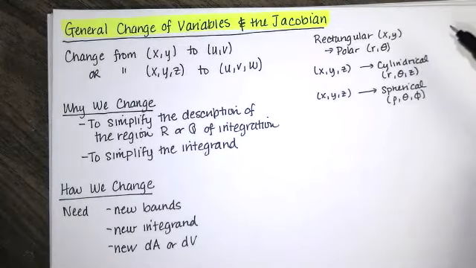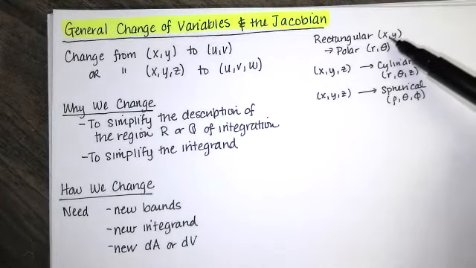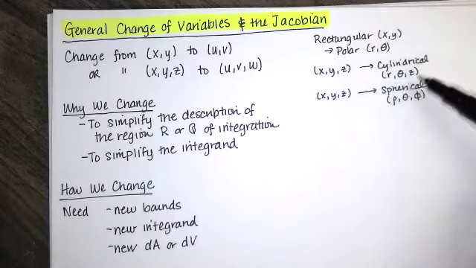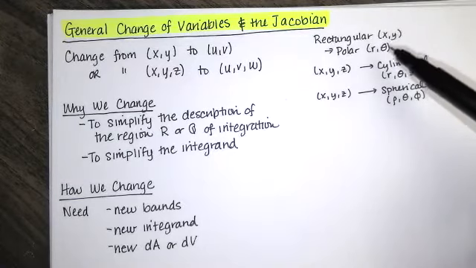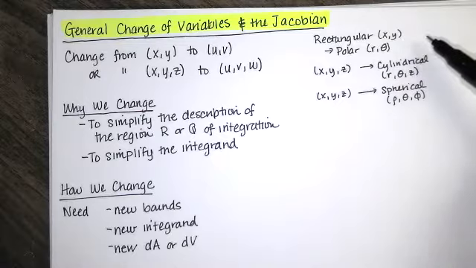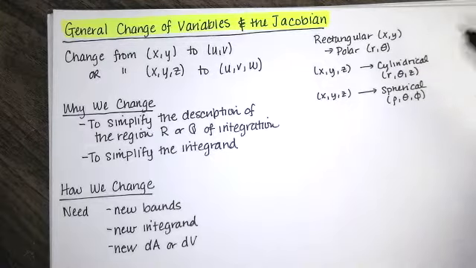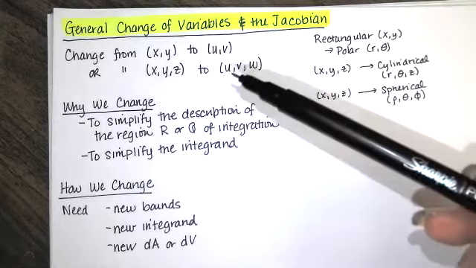We have these special cases because they come up so often, because we often integrate over regions that have symmetry about a point in the xy plane, or we integrate over regions that have symmetry about a line in three-dimensional space, or symmetry about a point in three-dimensional space. So the type of symmetry is so common that we often switch from x and y or x, y, and z to these coordinate systems. But it turns out you can do this pretty much all the time.